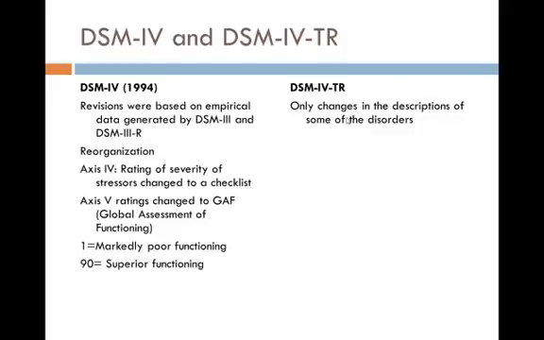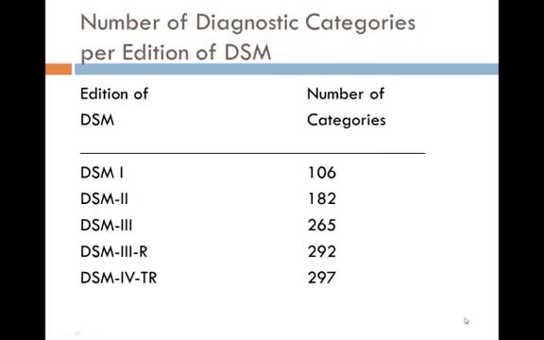So, as we look at the evolution of the DSM as it relates to the number of diagnostic categories, one of the things we'll find is that the DSM-1 had 106 categories. The DSM-2 had 182 categories, 265 categories for the DSM-3, 292 categories for the DSM-3R, and the DSM-4-TR has 297 categories.